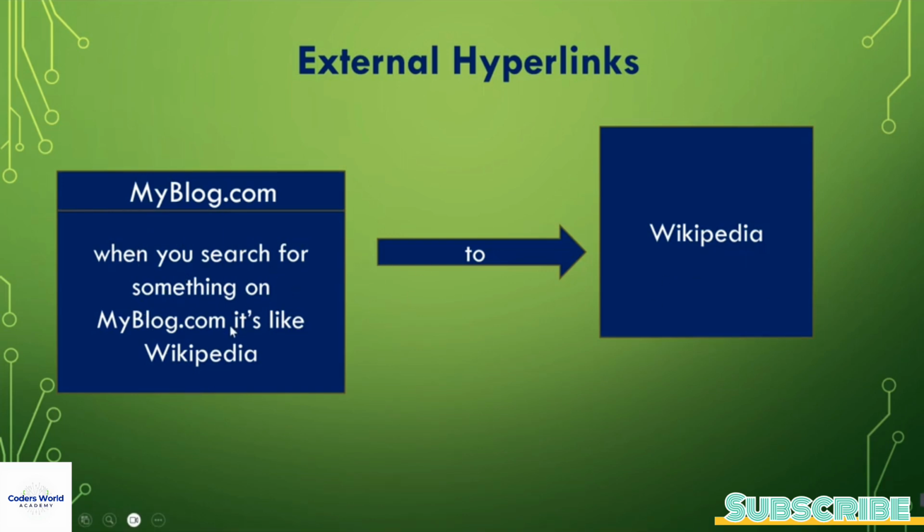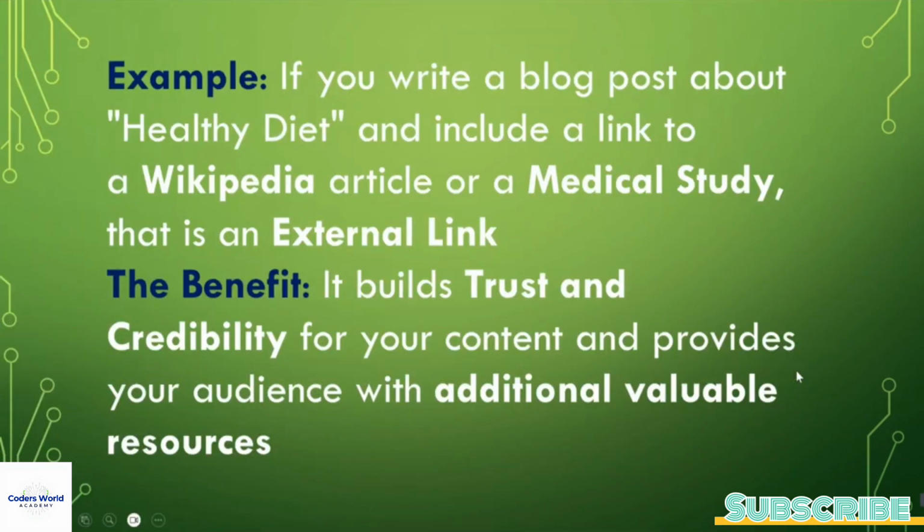Example: if you write a blog post about a healthy diet and include a link to a Wikipedia article or a medical study, that is an external link. The benefit: it builds trust and credibility in your content and provides your audience with an additional valuable resource.